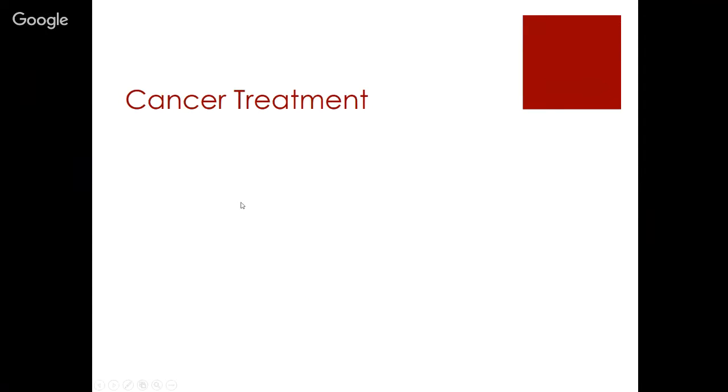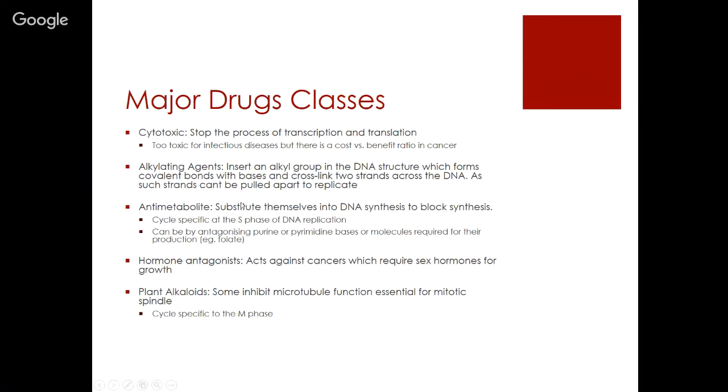Okay, so starting with cancer treatment. These are the major drug classes that you need to know. Cytotoxic drugs stop the process of transcription and translation. A lot of them will actually have the same effects as some of the antibiotics, but they're too toxic for infectious use. Not only do they hurt the cancer cells, but they'll also hurt some of the regular body cells.